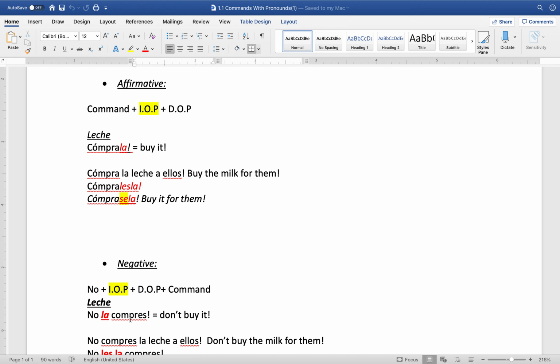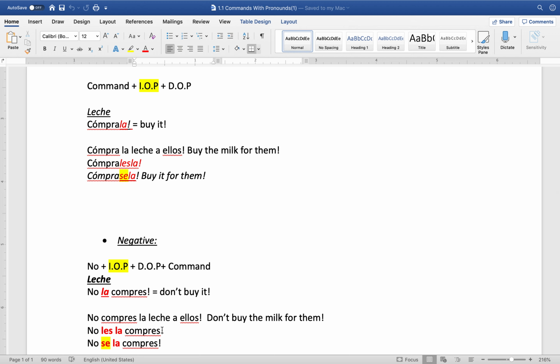Who am I giving the command to? Usted, ustedes, tú, nosotros, command. In this case, it's the tú command, so remember, it has to end in S, you've got to drop and add ES. No la compres, don't buy it. Now, no compres la leche a ellos, which is don't buy the milk for them.